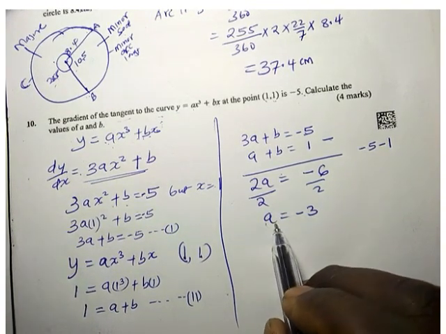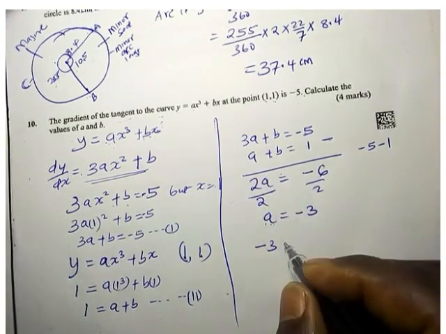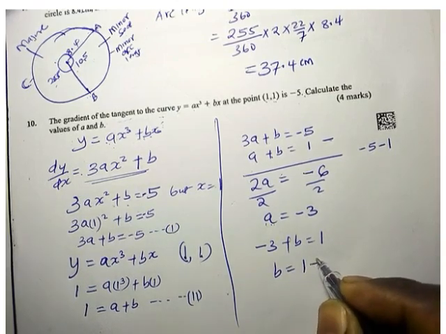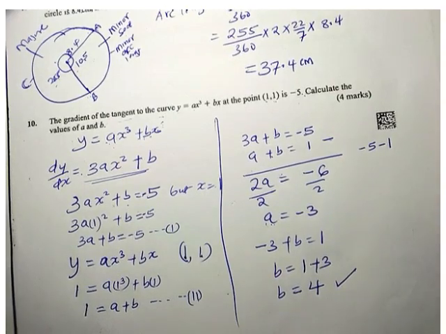Now you can substitute the value of a here and get the value of b. So here negative 3 plus b, the answer is 1. So b is equal to 1 plus 3. So b is equal to 4. And that is the value of a and b.